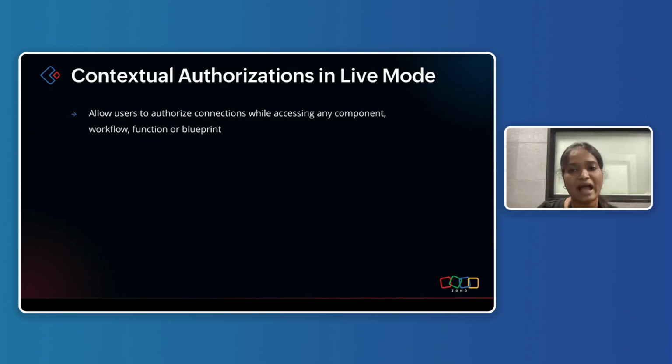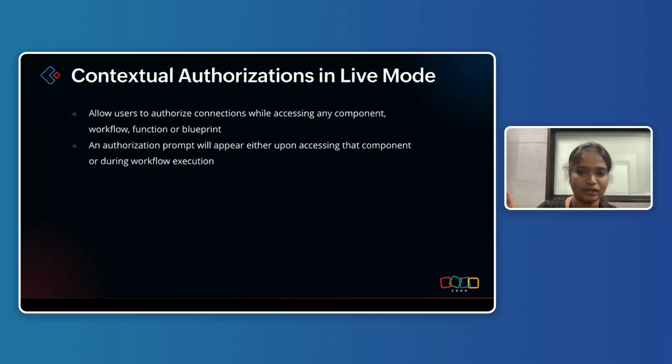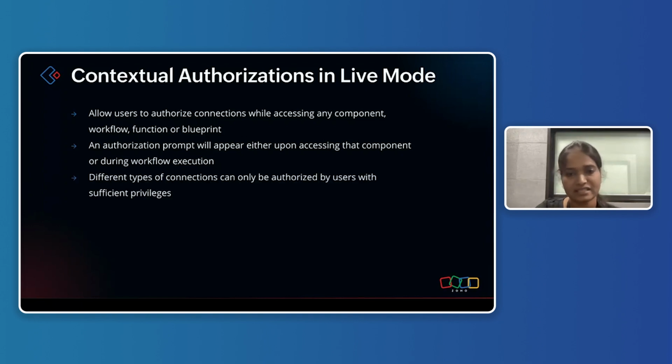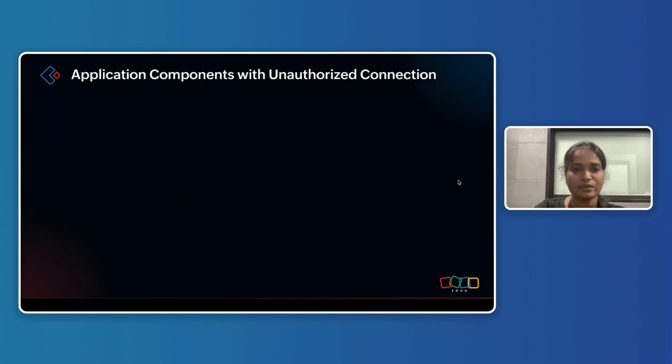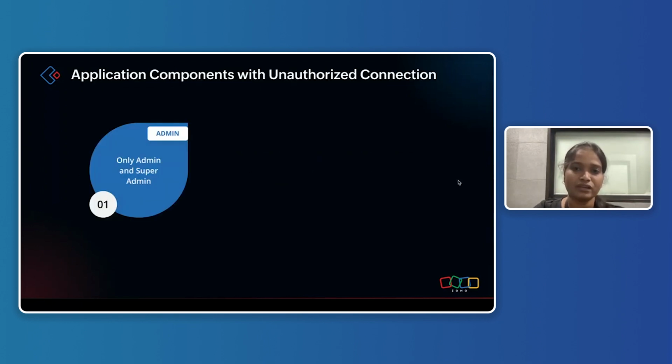If they are going to access any component, or work on any workflow or function or blueprint, they'll have to authorize that. A prompt will appear asking you to authorize the connection, then you have to enter the details and get it authorized. Over here you have different types of connections. Based on the connection's privileges and users, you'll get it authorized. Let me show you the different connections.